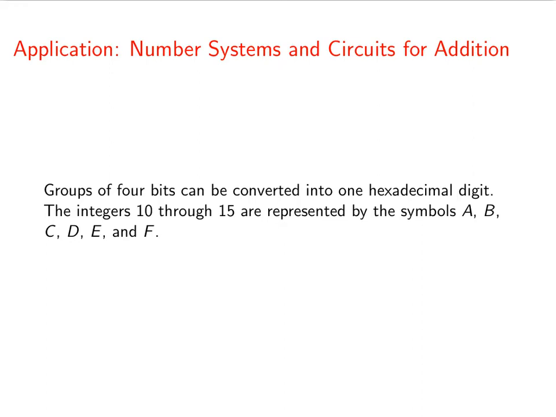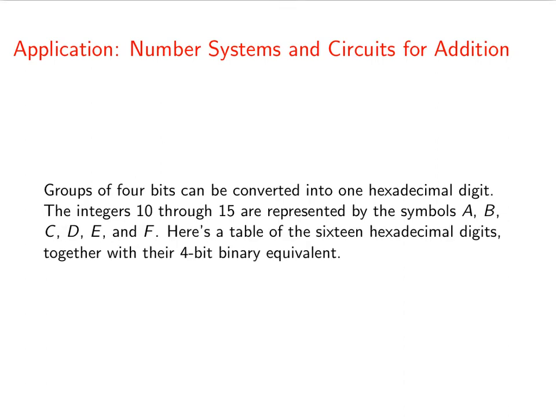We're going to take groups of 4 bits. By the way, any group of 4 bits is called a nibble, N-I-B-B-L-E. We'll take those groups of 4 bits and they'll be converted into one hexadecimal digit. The integers 10 through 15 will be represented by the symbols A through F, respectively.